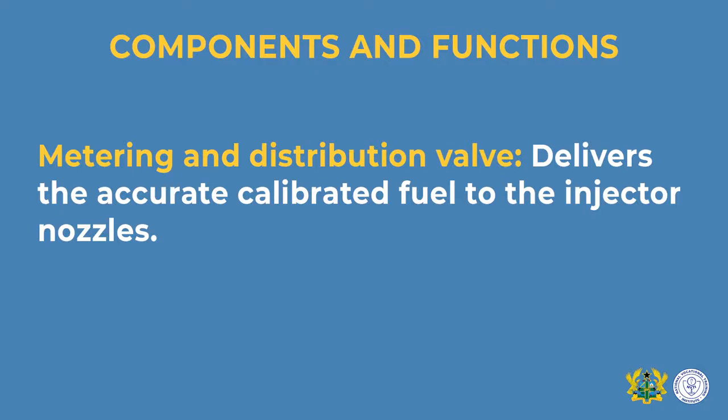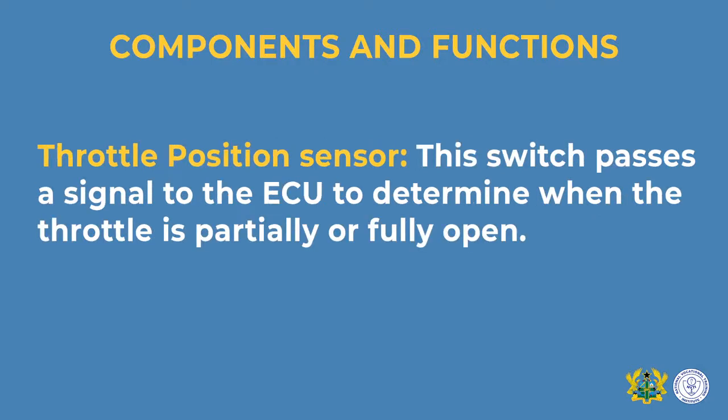There is a throttle position sensor. This sensor is like a switch. It senses where the throttle position is, whether it's partially opened or fully opened. That will determine the amount of fuel the engine needs at that particular point in time.